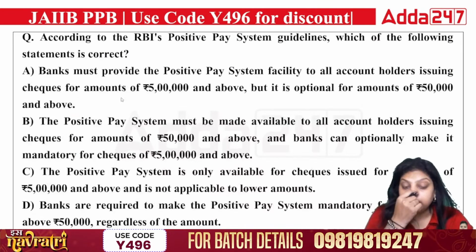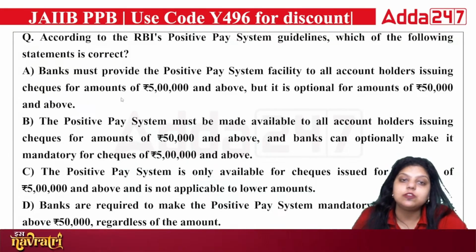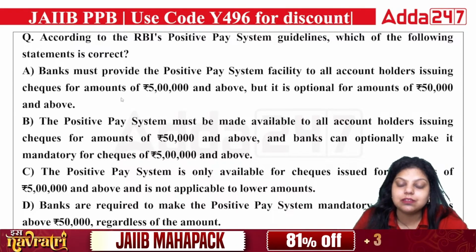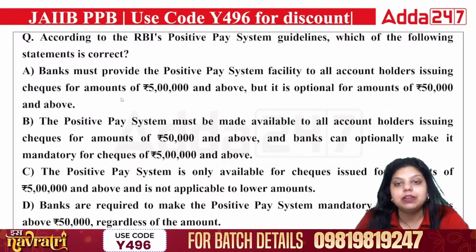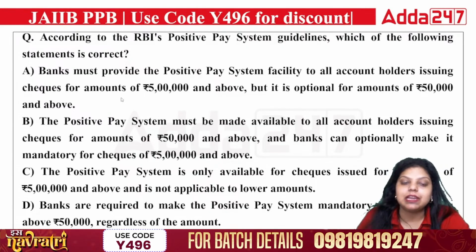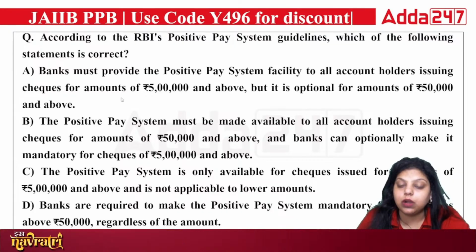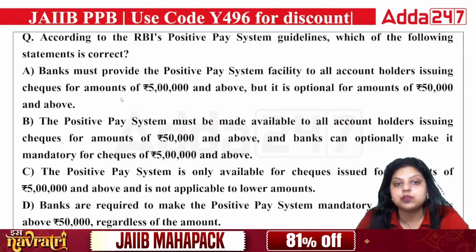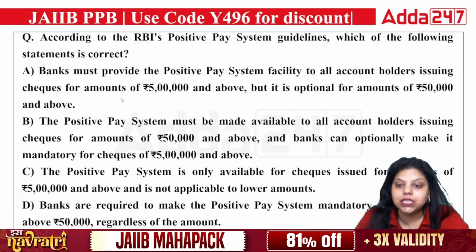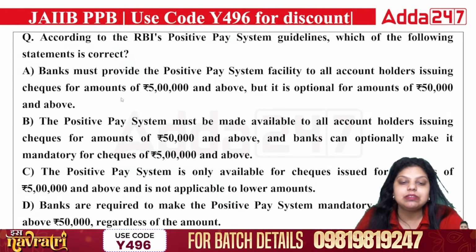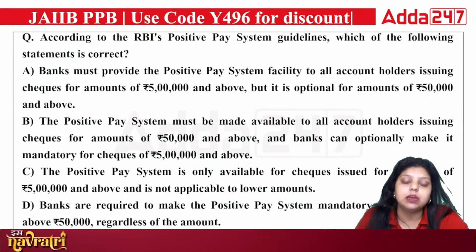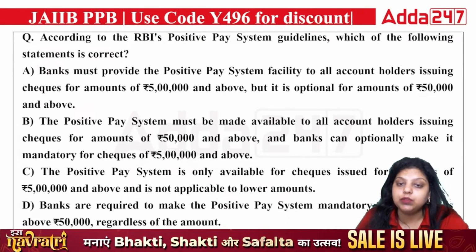So according to RBI positive pay system guidelines, which of the following statements is correct? First is saying banks must provide the positive pay system facility to all account holders issuing checks for amount 5 lakh and above, but it is optional for 50,000 and above. Second is saying the positive pay system must be made available to all account holders issuing checks for amount 50,000 and above, and banks may optionally make it mandatory for 5 lakh and above. Third is saying that the positive pay system is only available for checks issued for amount of 5 lakh and above, and it is not applicable for lower amounts.